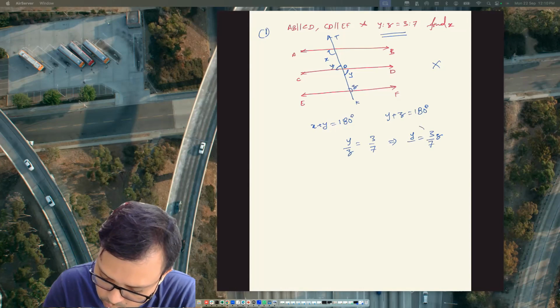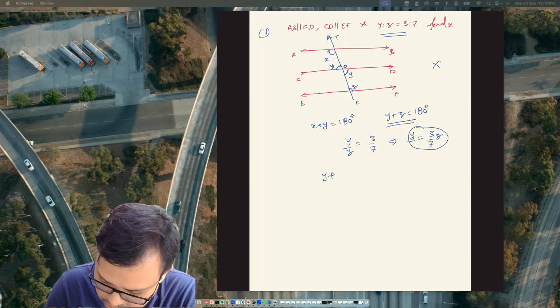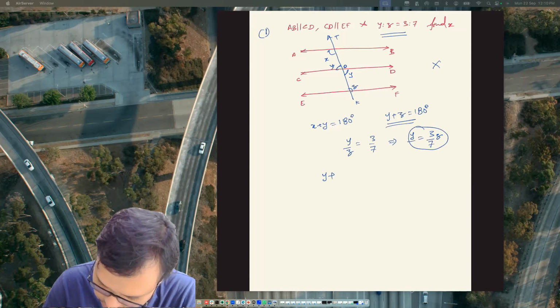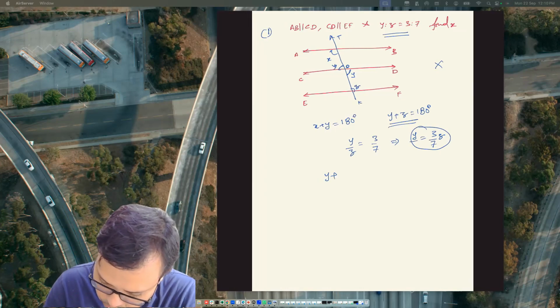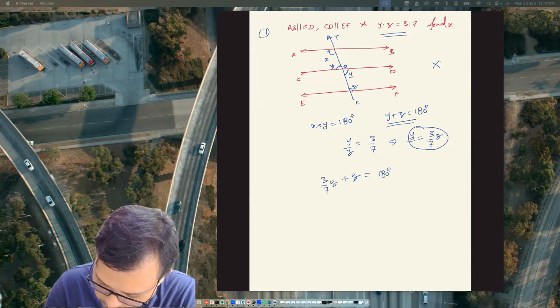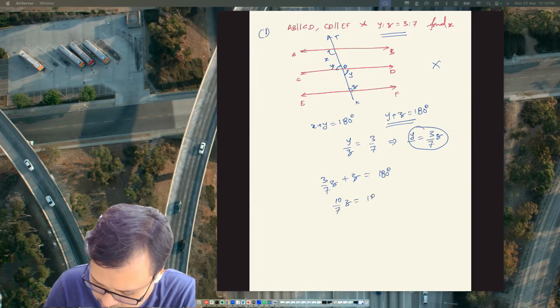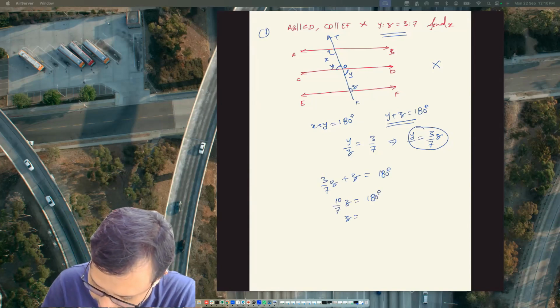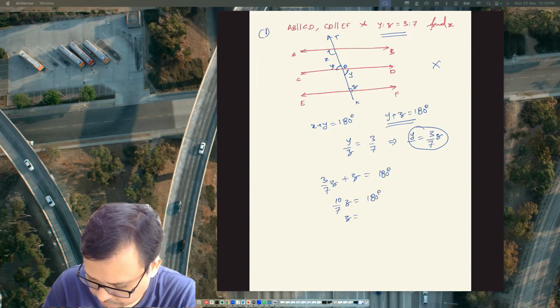Now take the value of y from here and update it here. What do you get? Y plus z is 180, so we can compute it: 3 by 7 z plus z is equal to 180 degrees. So it becomes 10 by 7 z is equal to 180 degrees. Z is equal to 7 by 10 of 180.